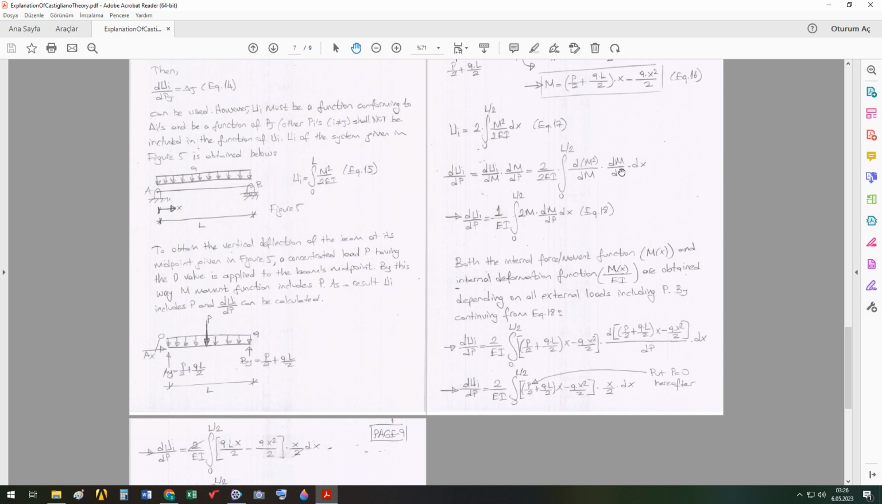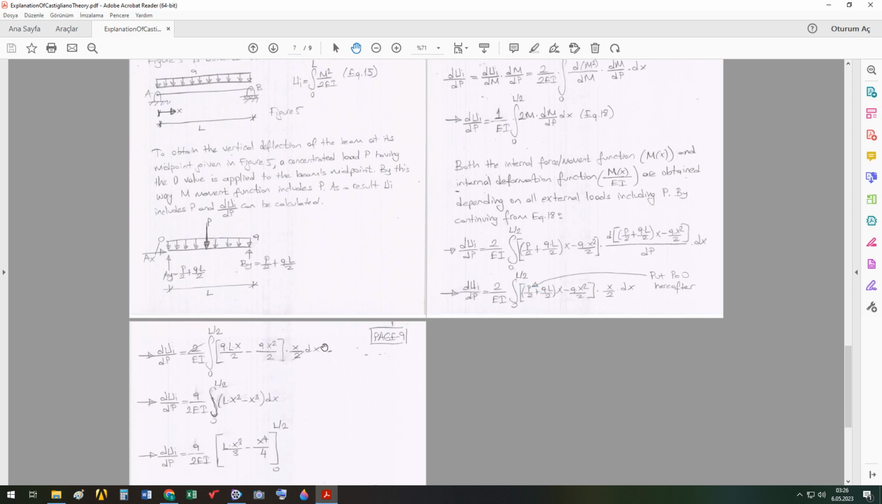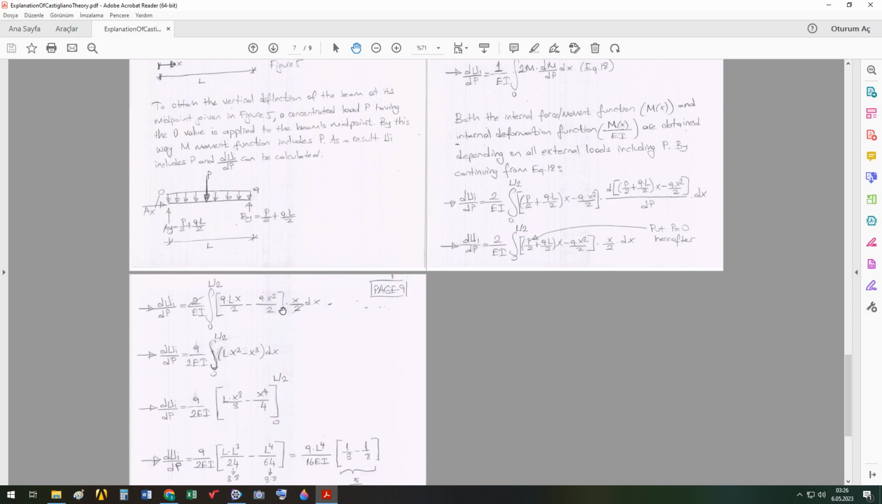And then the derivative of this function M with respect to P. If I take the derivative with respect to P, there is no P here. Here I have P times x over 2, so I will get x over 2. Now you can put 0 instead of P, and then continue to calculate, to integrate, and you will get this result. This is the same result as the one given in the literature.